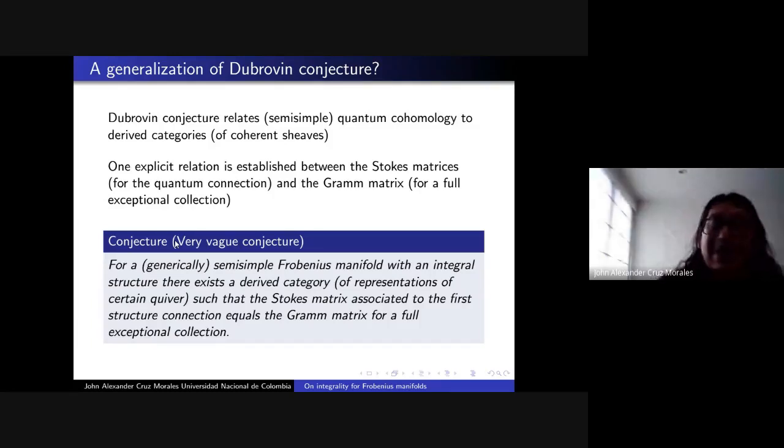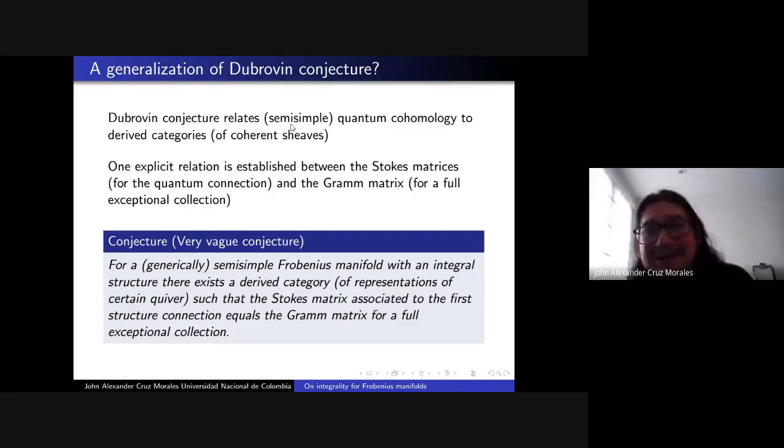Okay. So now, let's not consider Frobenius manifolds coming from quantum cohomology; you consider actually a generic semi-simple Frobenius manifold with this property, with this integral structure. This means: consider a semi-simple Frobenius manifold with integral Stokes matrices. So the conjecture I want to formulate is that there exists a derived category, in this case the category of representations of a certain quiver, such that the Stokes matrix associated to the first structure connection equals the Gram matrix of a full exceptional collection.